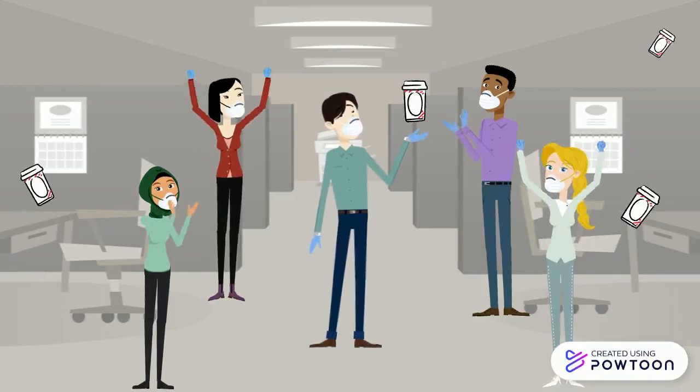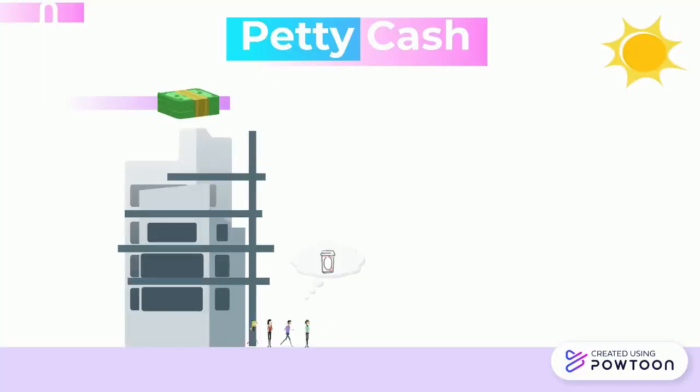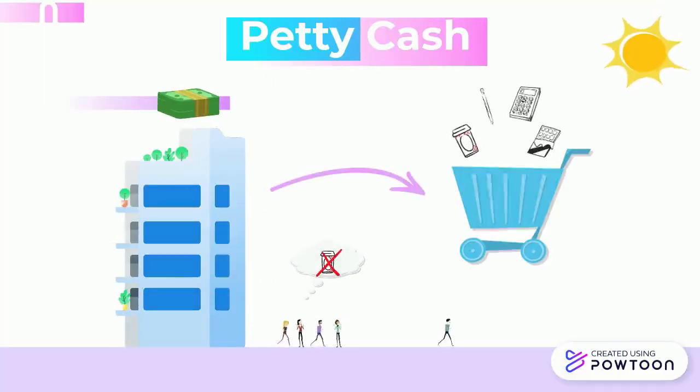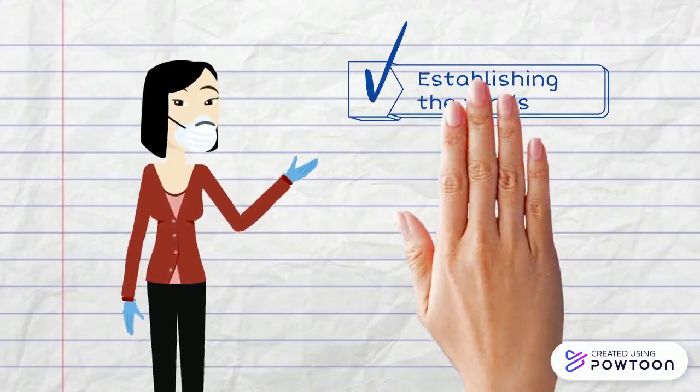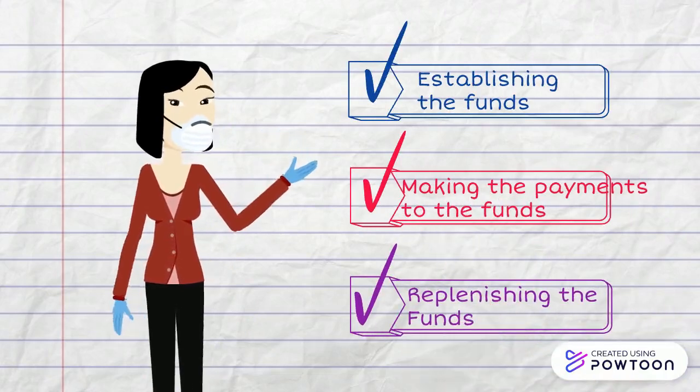So essentially, petty cash is the amount of cash a business has on hand to pay for minor expenditures, so employees don't have to utilize their own money and funds. However, it should be noted that the size of the petty cash fund varies across different companies. It usually involves 3 steps: establishing the fund, making payments from the fund, and replenishing the fund.